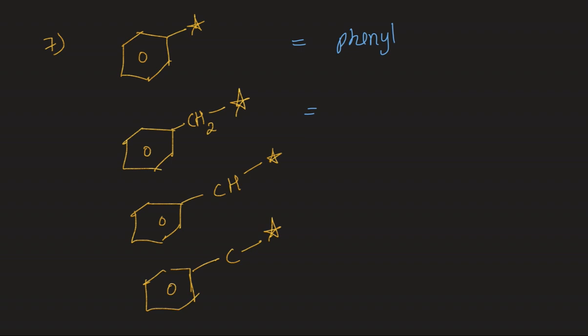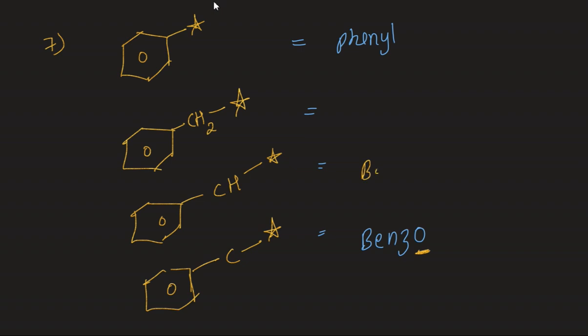Now the benzene is common, but the star mark is directly attached to a carbon. Now you have to check whether that carbon has two hydrogens, one hydrogen or zero hydrogen. In the last case it is zero hydrogen. Zero hydrogens you call benzo. So just remember like this: zero hydrogens means benzo, like benzaldehyde.